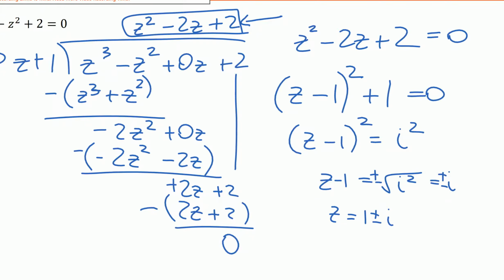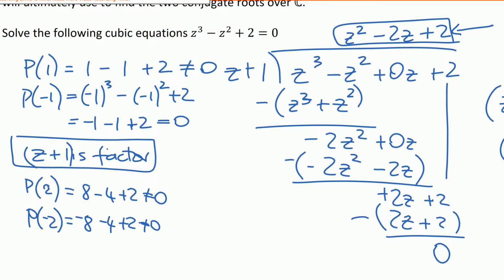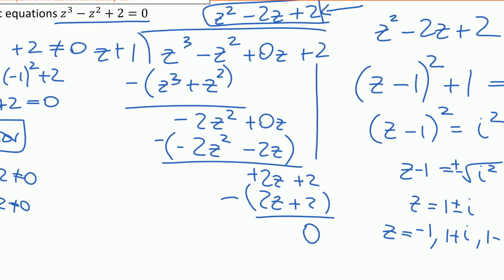Because conjugates. So what are my three solutions? Z is negative 1, 1 plus I, and 1 minus I. So in other words, can I write my original cubic that I asked you, can I write that equation here? Can I factorize that now? Yes. Over complex roots, what is it?